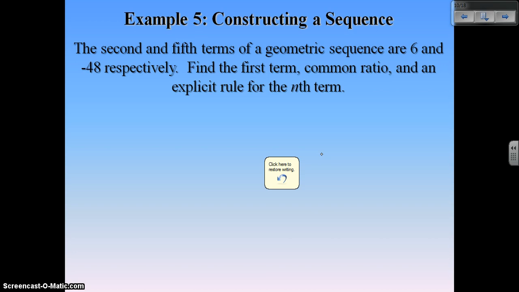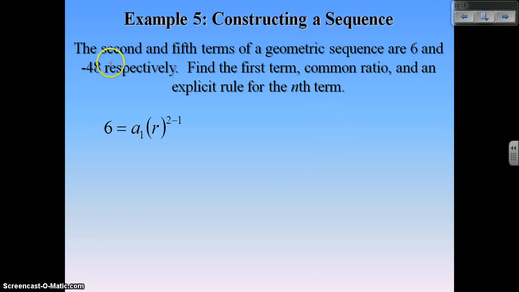Alright, now let's actually make a sequence. I tell you that the second and fifth terms of a geometric sequence are 6 and -48 respectively. Given that, let's find the first term, the common ratio, and an explicit term for the nth term. Alright, to do this, it's actually not too hard. I'm going to start with this statement right here.